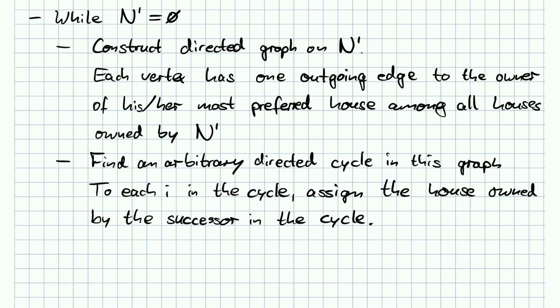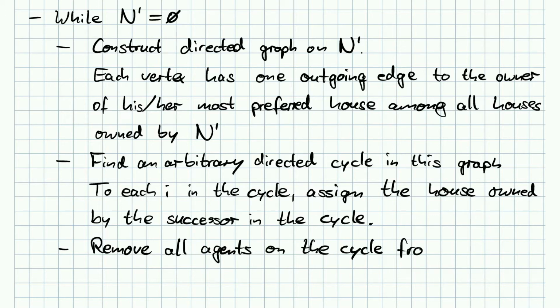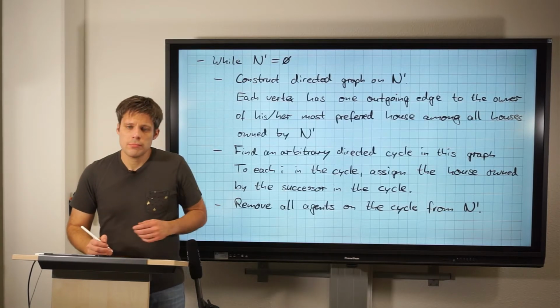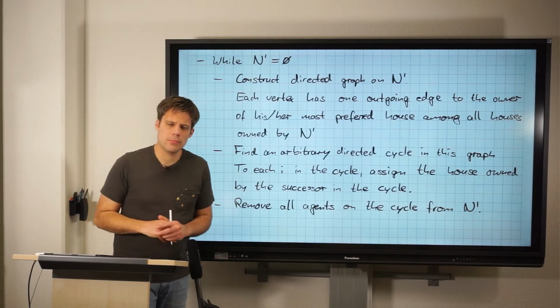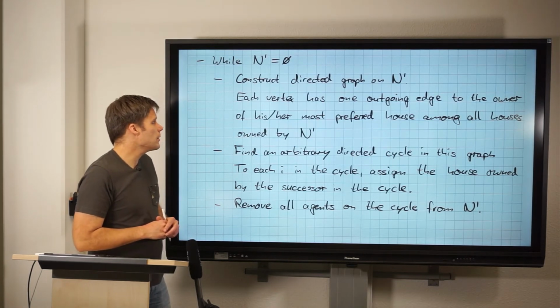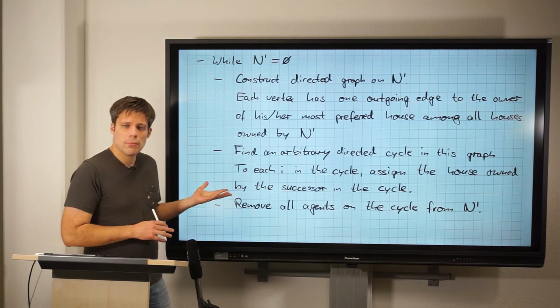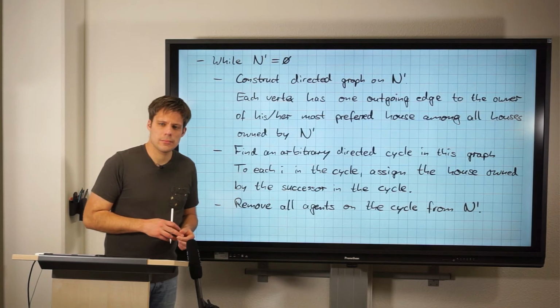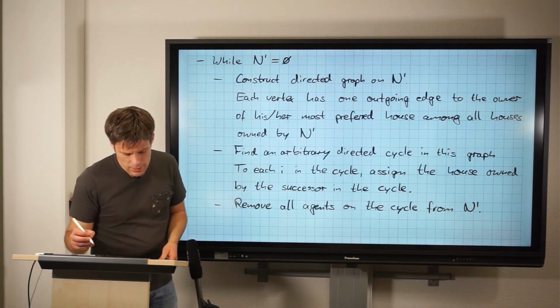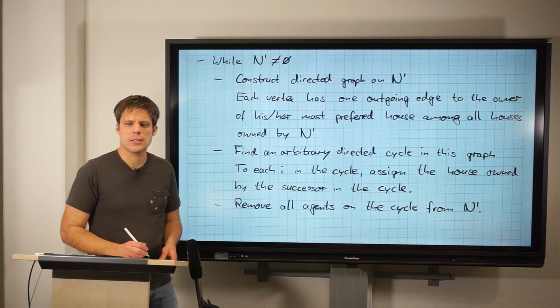And then we'll remove all agents on the cycle from n prime. Is this a well-defined algorithm? Well, to make this a well-defined algorithm, it will have to terminate, and it will actually terminate, while n prime is not the empty set, of course.